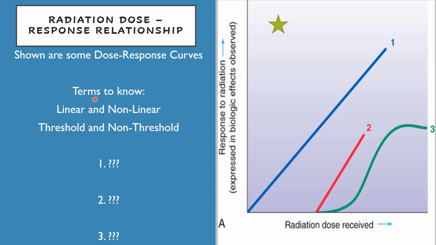So terms to know, linear and nonlinear. Again, this is linear. This is linear for number 2. Number 3 is nonlinear. Number 1 is a non-threshold dose. So this is non-threshold linear. Line number 2 would be linear threshold. Line number 3 would be threshold nonlinear.